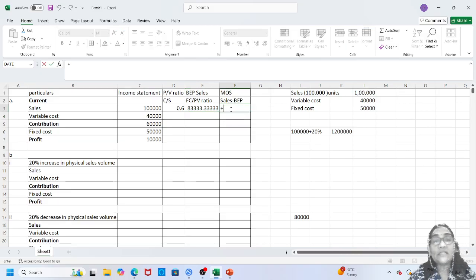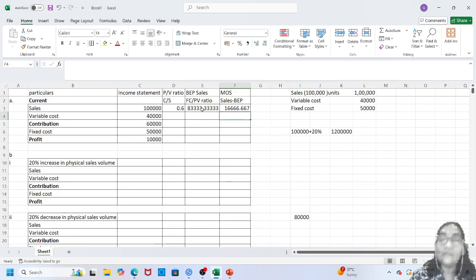Margin of safety is the difference between the sales and the BEP, break-even point. So in this case, the sales is 1 lakh minus the BEP sales 83,333. Therefore, the margin of safety is 16,666.